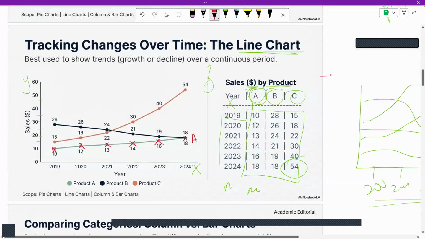Or you can use a different line style to differentiate A and B. If you don't have colors to differentiate each line, you can use different lines. The first line you can use as a dotted line. The next line you can use like this, or you can use this for a different one, or like this. Some people use it like this. So there should be a unique pattern.